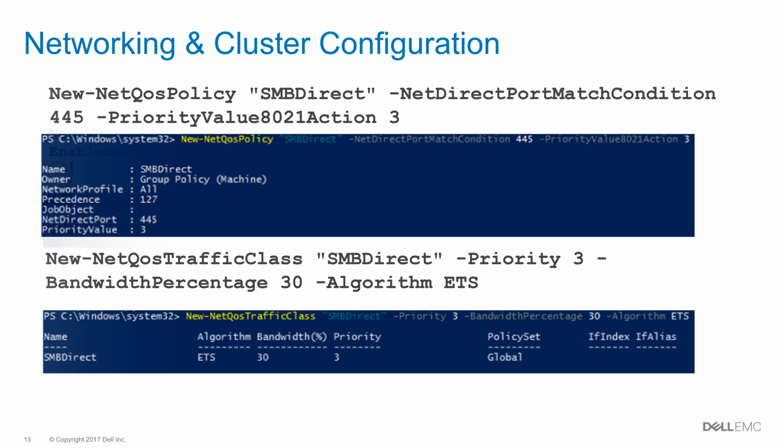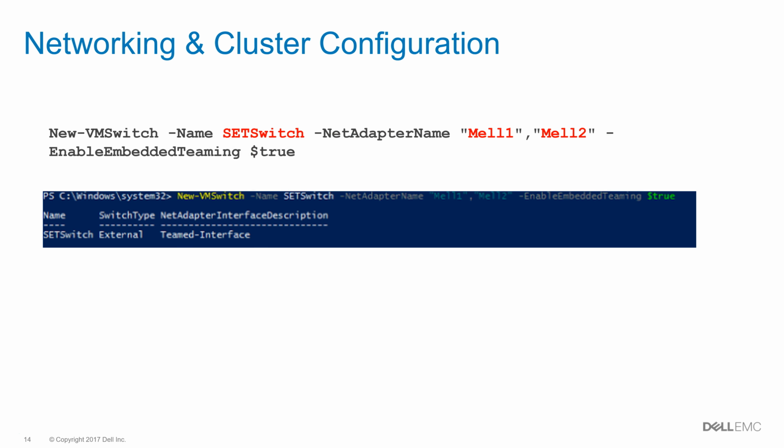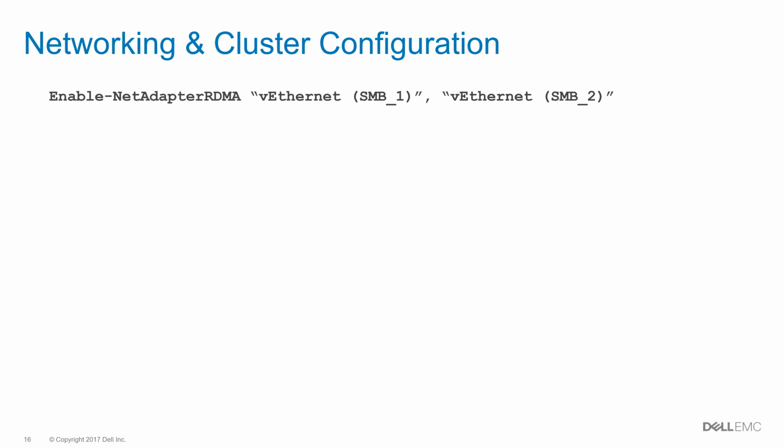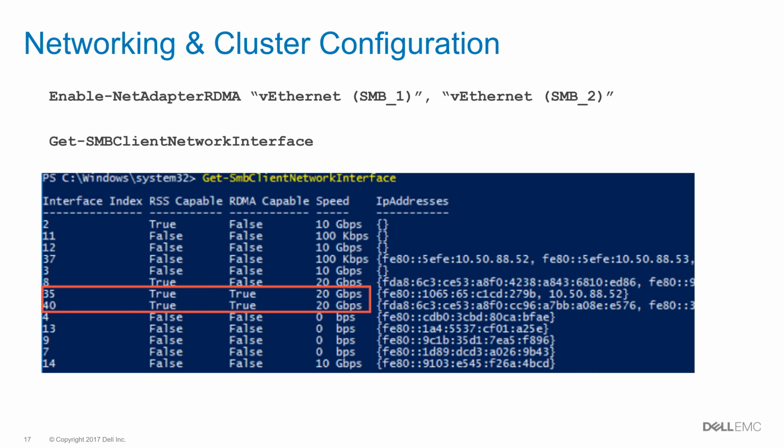Next, create the set switch and add the host VNICs to it. Note that all items in red must be replaced by the names of your specific devices. Now let's enable RDMA on each VNIC by running this command. You can also verify RDMA capabilities by running this command and viewing the output.